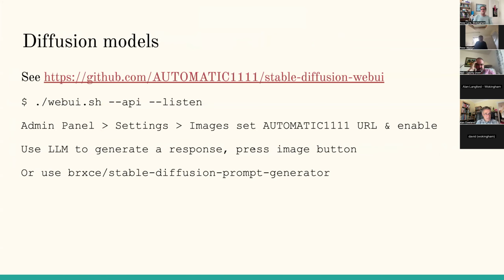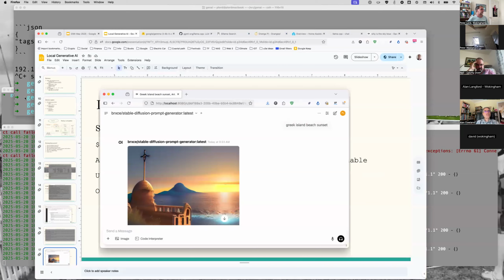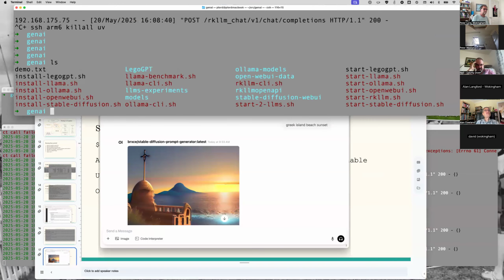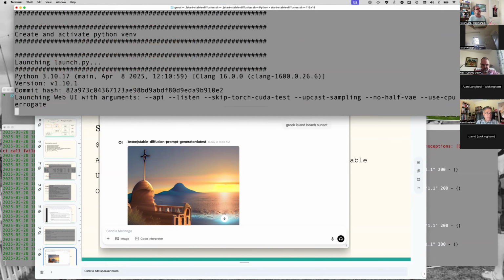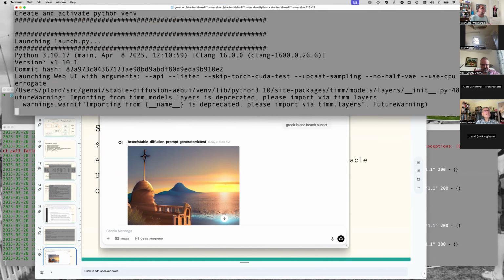Right, diffusion models. Diffusion models is about generating images. So what I'm going to do on my desktop, I'm going to run a diffusion model from Automatic 1111, and then I'm going to use the web UI interface to actually interface to it. Let's just do that straight away. Where am I? Start Stable Diffusion. So this is our inference engine, which is designed to run diffusion models.